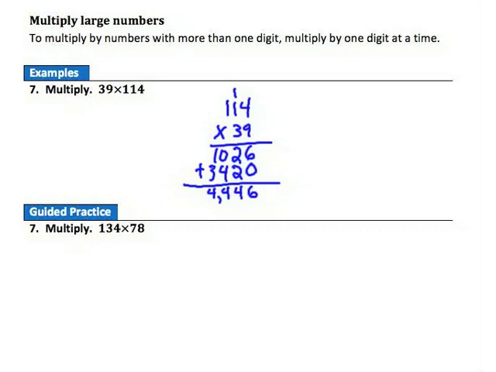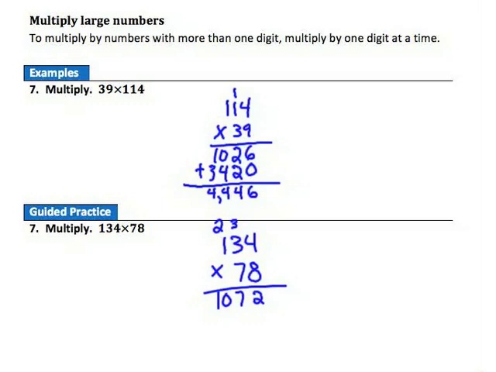Question 7. We're asked to multiply 134 times 78. We'll write the larger number up top, smaller number down below. First thing we're going to do is go through and multiply by 8. 8 times 4 is 32. Write down the 2, carry the 3. 8 times 3 is 24, plus 3 is 27. Carry the 2. 8 times 1 is 8, plus 2 is 10.